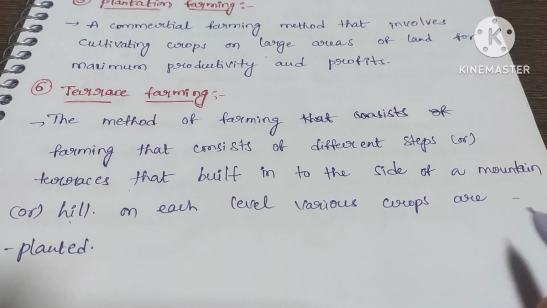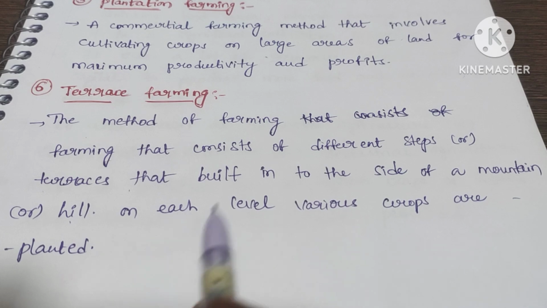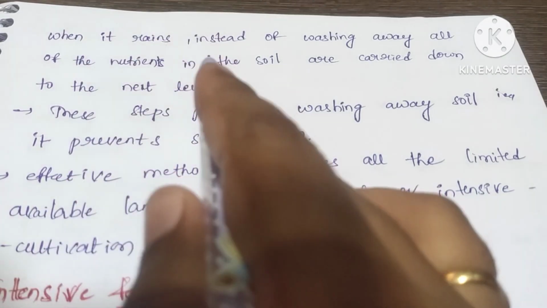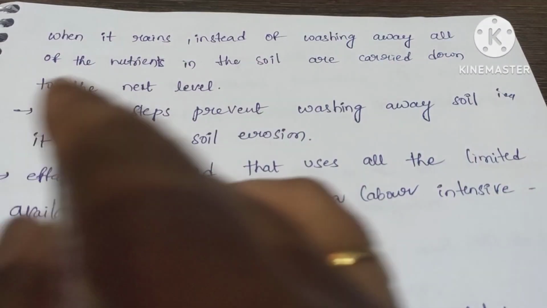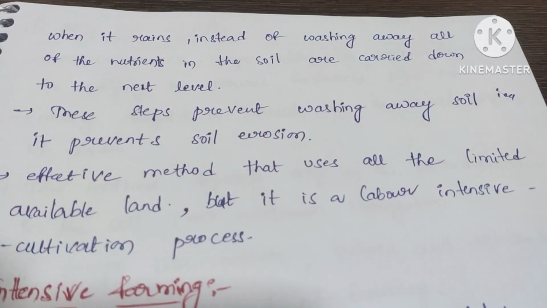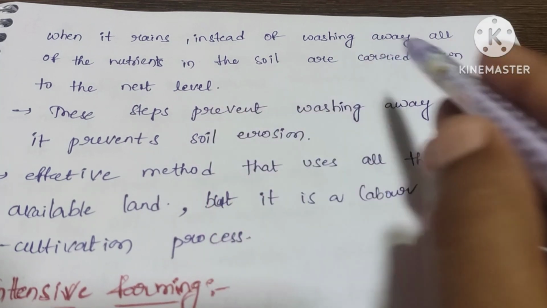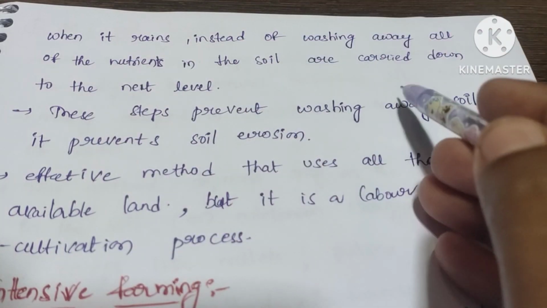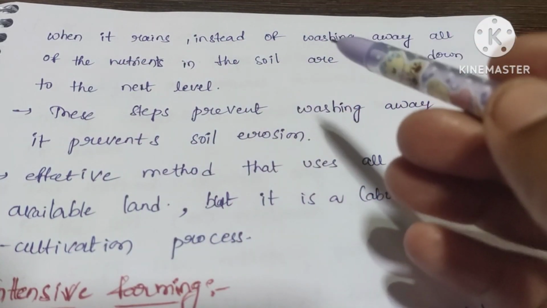On each level, various crops are planted, right? Steps means one by one, isn't it? When it rains, instead of washing away all of the nutrients in the soil, they are carried down to the next level. What is the benefit of this terrace farming? When it rains, washing out of nutrients and soil will definitely occur. The benefit in terrace farming is that the nutrients are carried down to the next level.